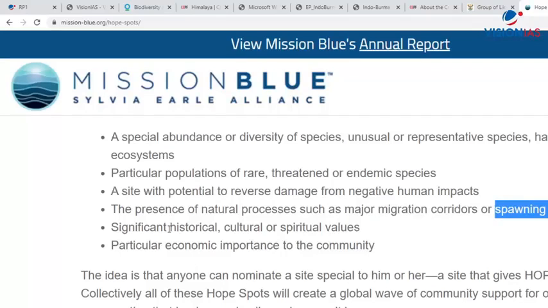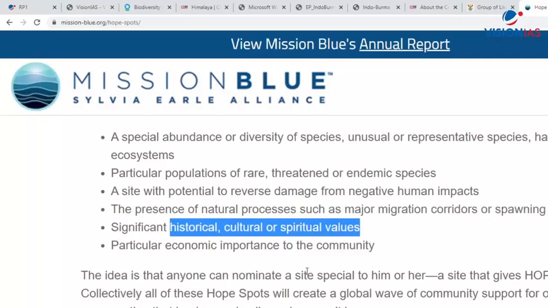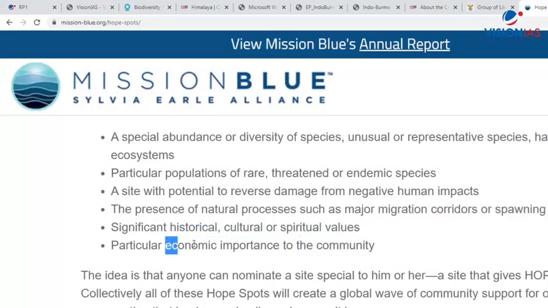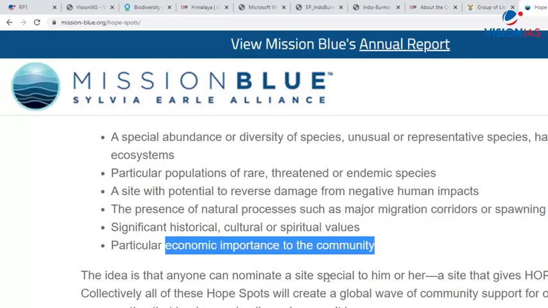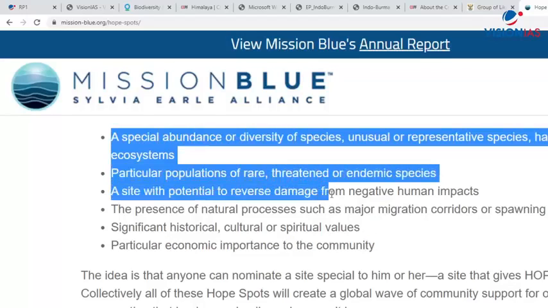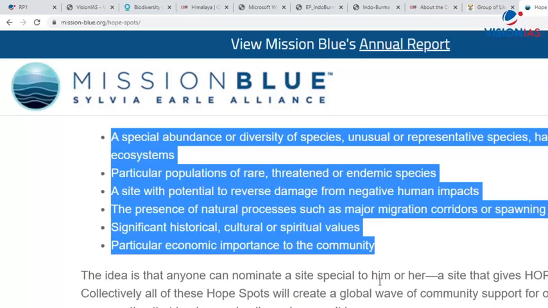A certain type of hotspot may have historical, cultural and spiritual values. And it may also have economic importance to the local community. Livelihood of the local community may depend on biological resources obtained from such marine ecosystem. So these are the importance of hotspots. What you have, these 5 points, 6 points, this is the importance of hotspots. What I've highlighted here, these are the important points regarding Mission Blue and the hotspot part of it.